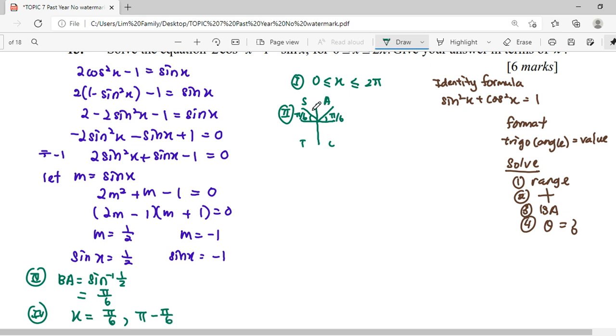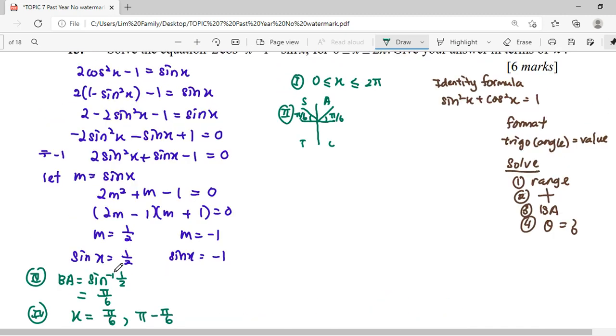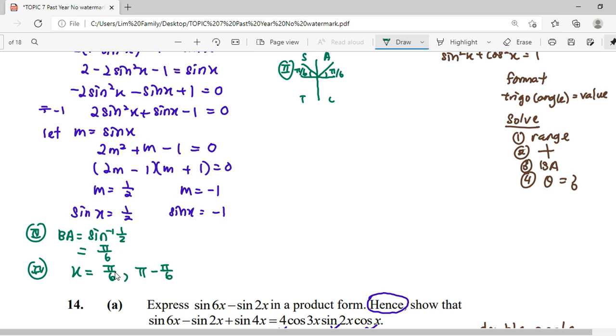And then we continue to quadrant 3, don't have any solution involved. Quadrant 4 don't have, then finish at 2 pi. So after one round of rotation, we get two answers here. Simplify our answer here. Our x will be equal to pi over 6 and 5 over 6 pi.